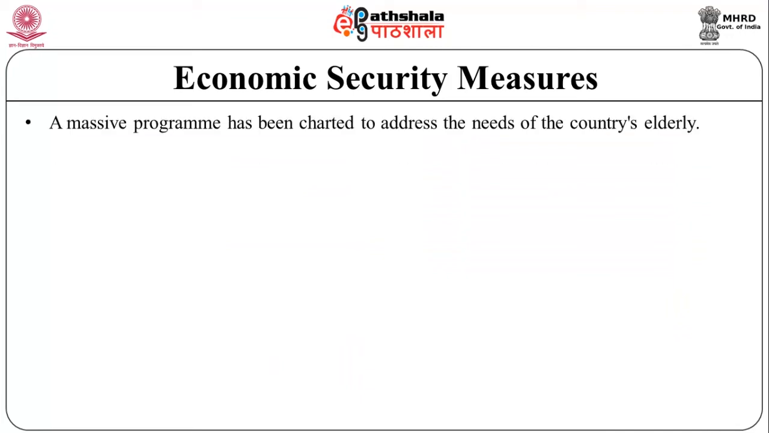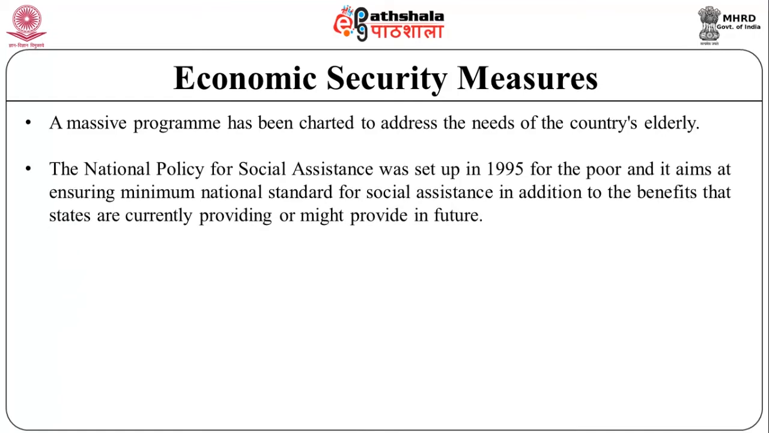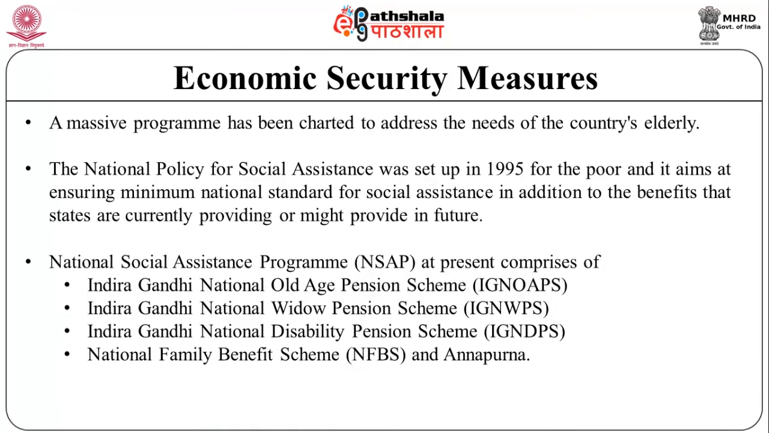A massive program has been charted to address the need of the country's elderly. The National Policy for Social Assistance was set up in 1995 for the poor, and it aims at ensuring the minimum national standard for social assistance in addition to the benefits that states are currently providing or might provide in future. The National Social Assistance Program, NSAP, at present comprises the Indira Gandhi National Old Age Pension Scheme, Indira Gandhi National Widow Pension Scheme, Indira Gandhi National Disability Pension Scheme, National Family Benefit Scheme and Annapurna Scheme.